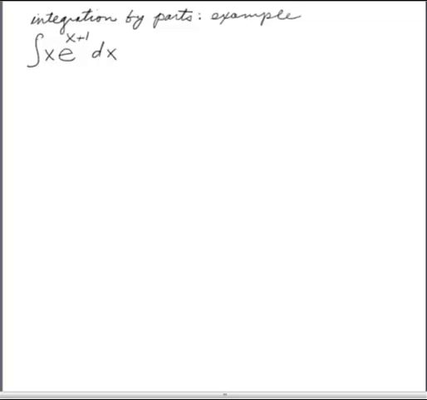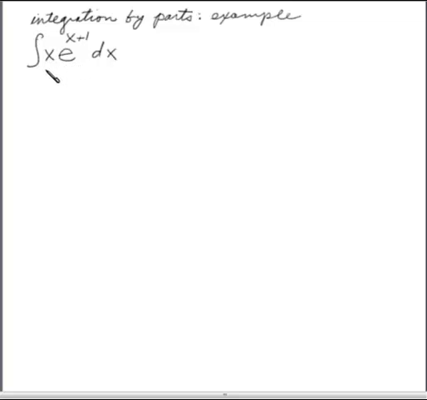And we'll try another example. This example is not too difficult, but the one that we'll do after this will challenge us a little bit more. So what do we look at here? How would this thing get simpler by the application of assigning u and dv?